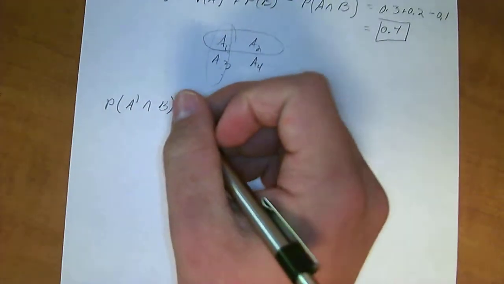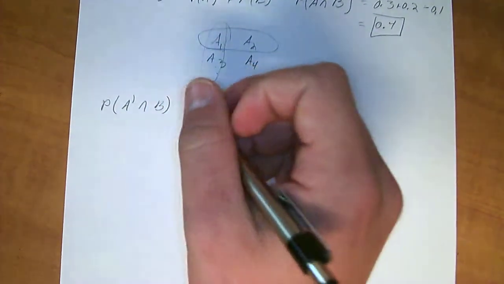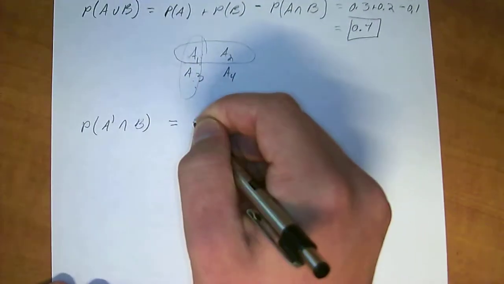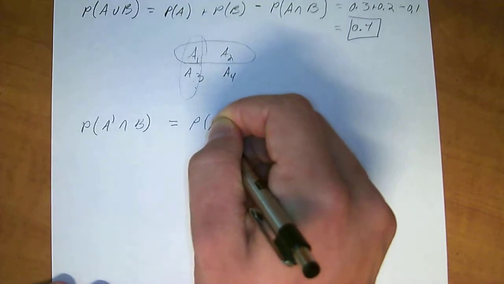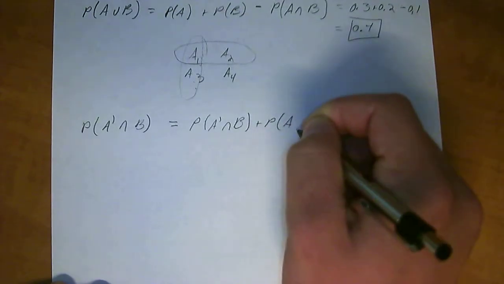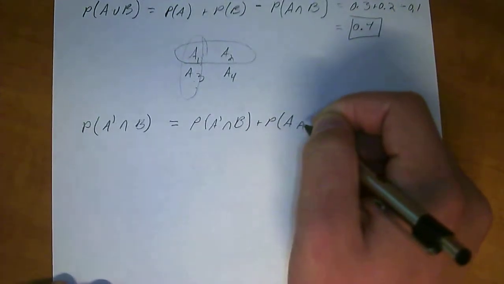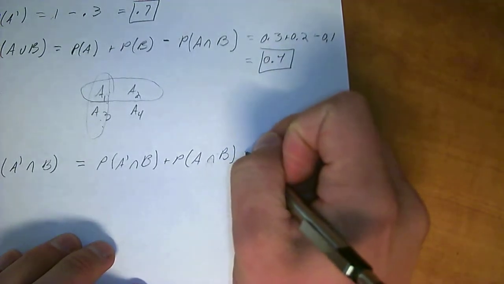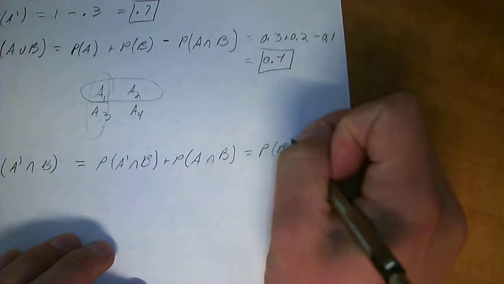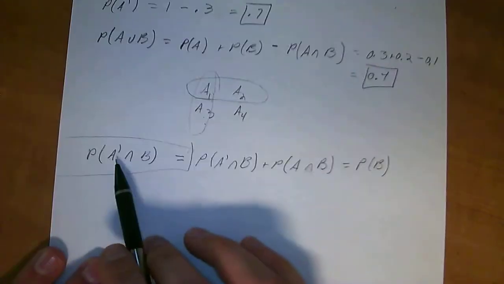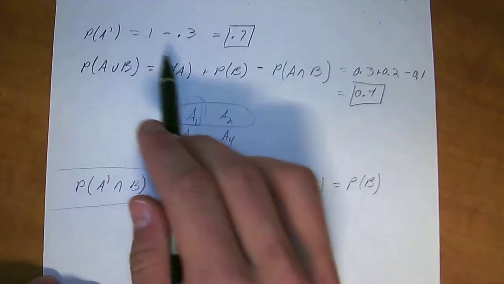So, moving on, the next one we have is the probability of A naught intersected with B. Okay? The formula you use for this is the probability of A naught intersected with B plus the probability of A intersected with B. Oops, sorry. It's not a little small a, that's just the intersection symbol. A intersected with B is equal to P of B, the probability of B.